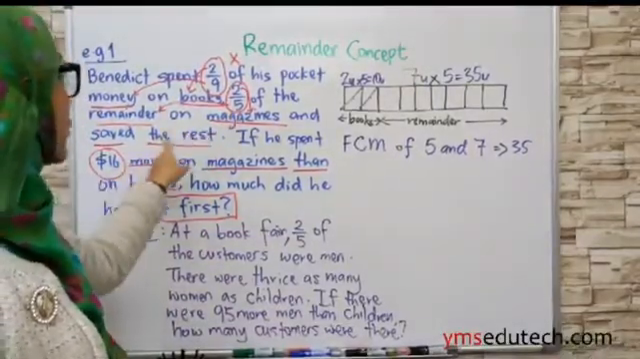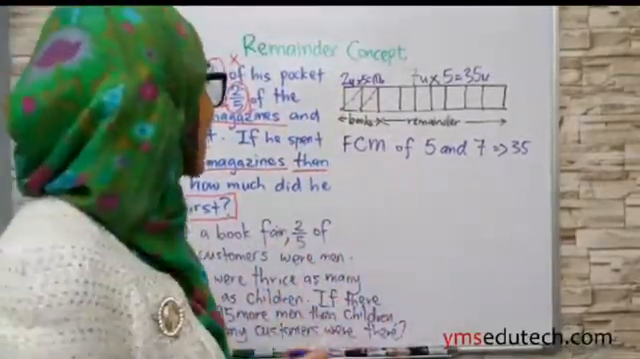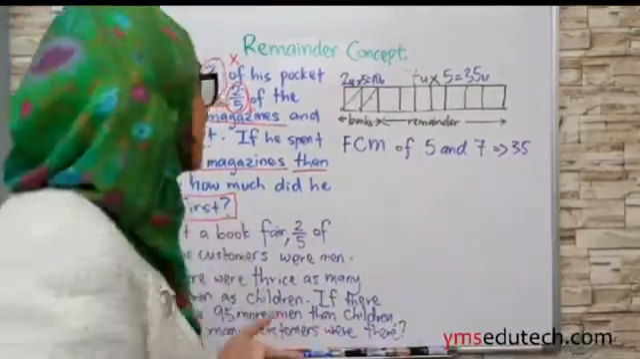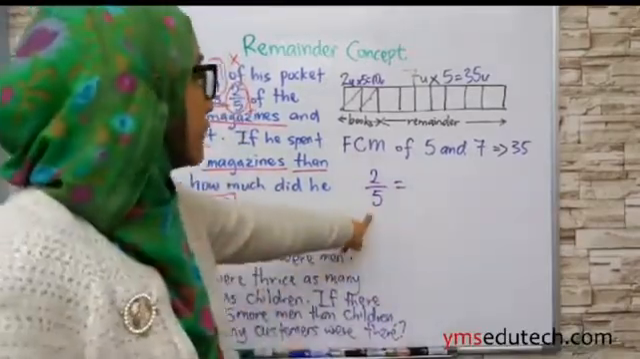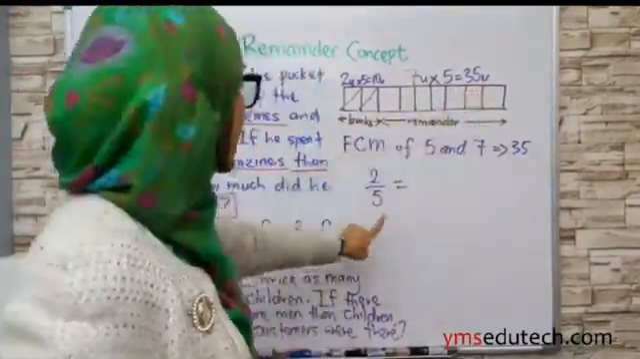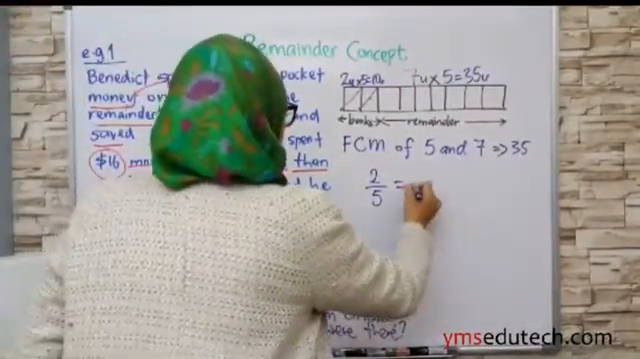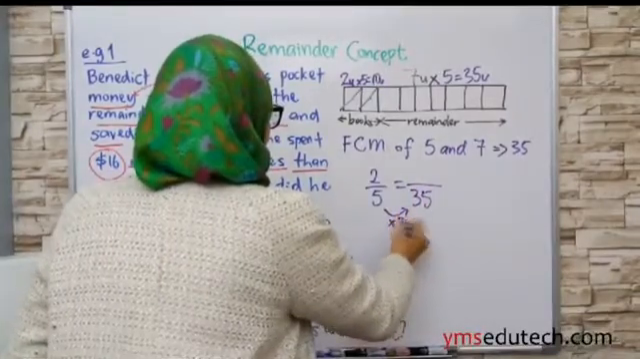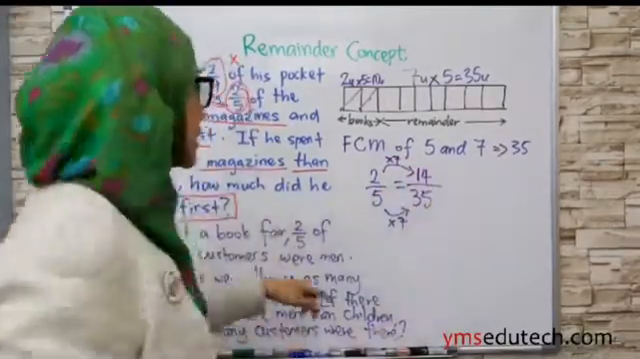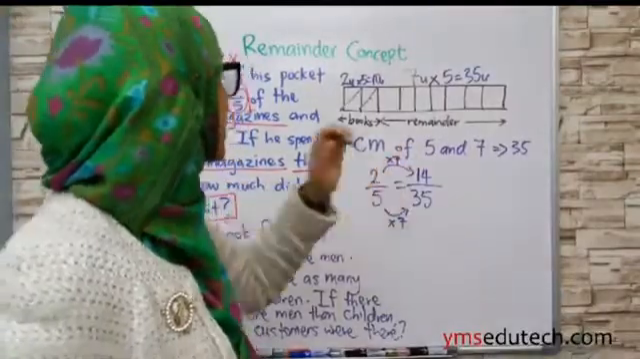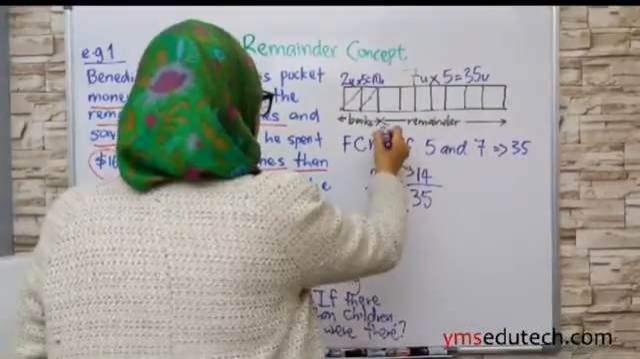He spent 2/5 of the remainder on magazines. Okay, so 2/5 of the remainder on magazines. So how many units is that? 2 out of 5. I have changed the 7 units to become 35. I must do the same to the 5 units from the question to be 35. So that is a multiplication of 7. Multiply the 2 units by 7. So that means he spent 14 units on magazines. Okay? So out of this remainder, 14 units on magazine.